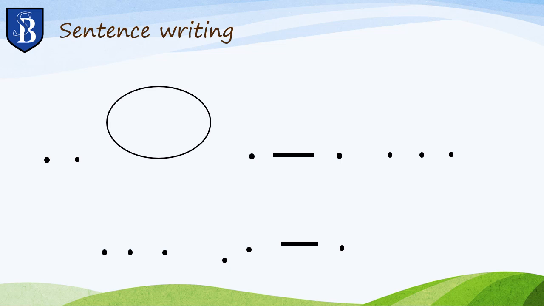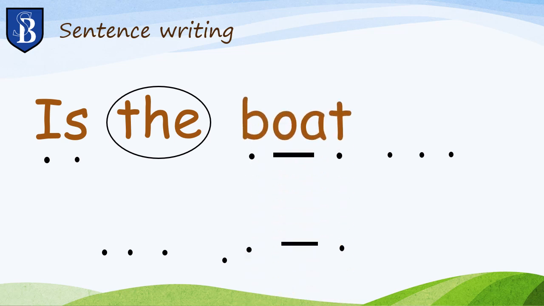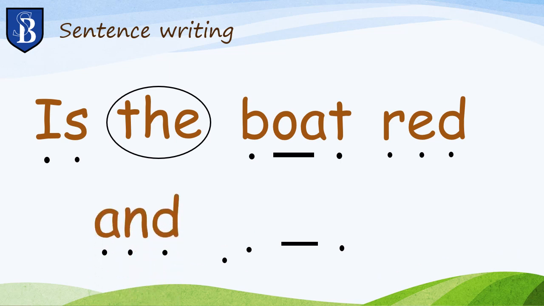Let's see how you did. Is, I-S, and there's that capital I at the start of the sentence. Is the. And I think you're all getting confident writing this sight word now. T-H-E, the. Is the boat, boat, B-O-A-T, boat. Is the boat red, red, R-E-D, and, A-N-D. Is the boat red and green? Is the boat red and green?